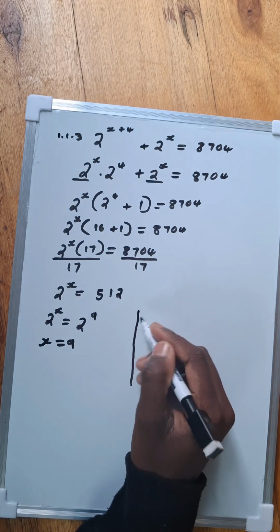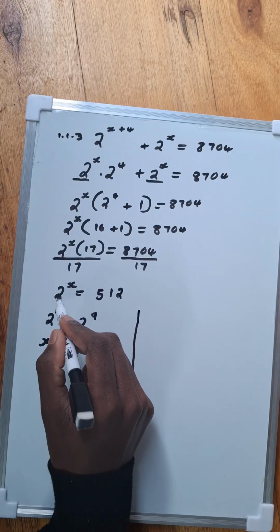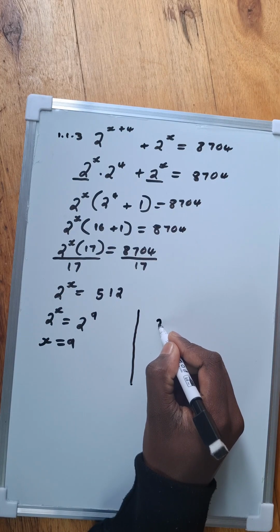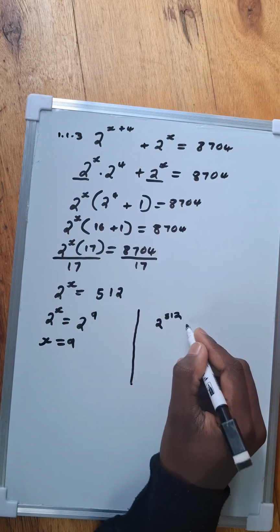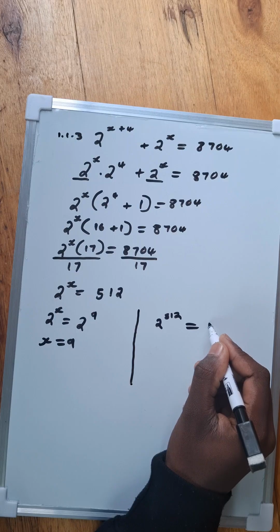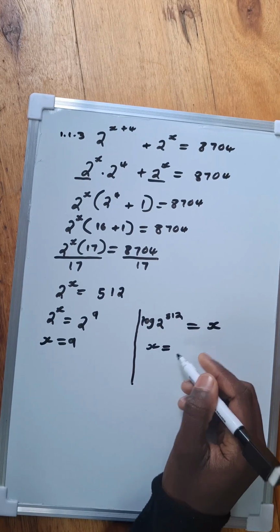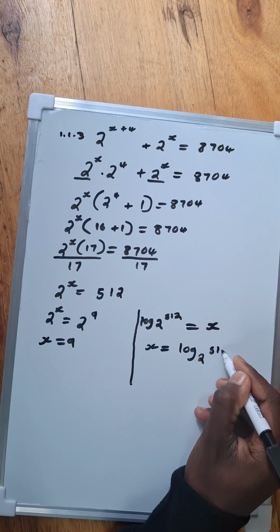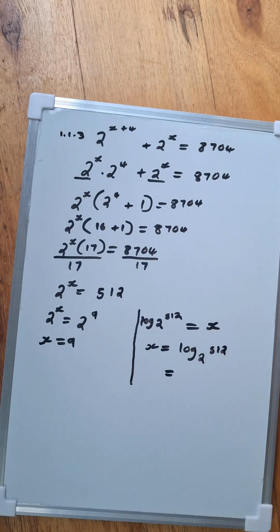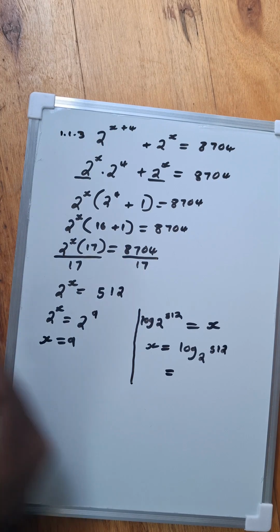Or someone could just say introduce the log method. So my base here is 2, you keep the base, you switch, 512 is equal to x, then you introduce log here. So x is the same as log base 2 of argument 512. So when you press this on your calculator, it will read as 9. So you have two methods.